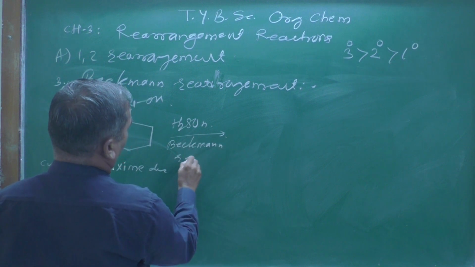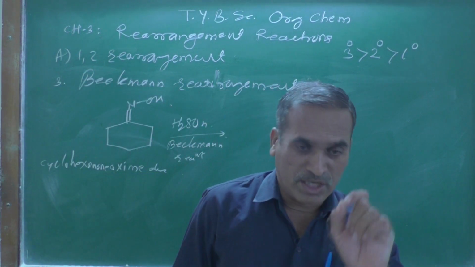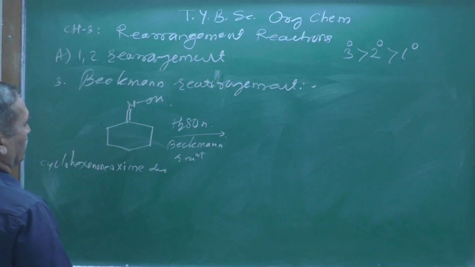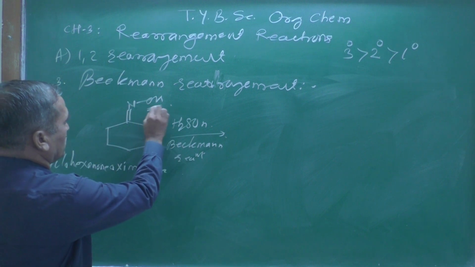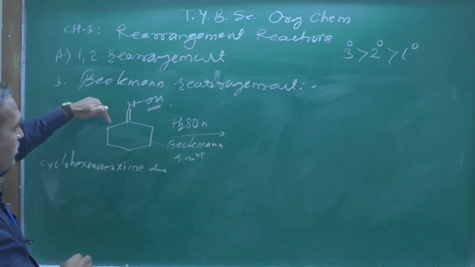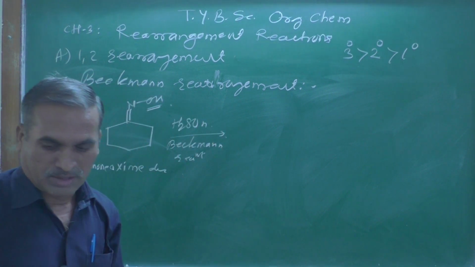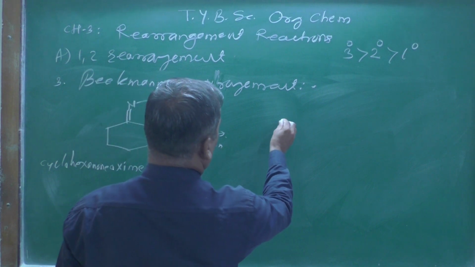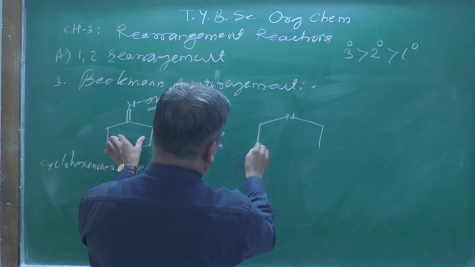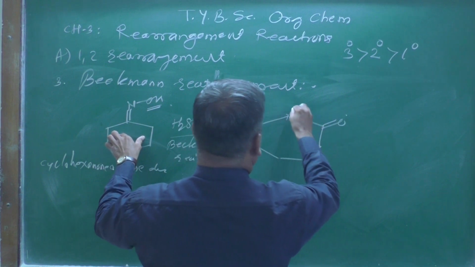Beckmann rearrangement reaction. The speciality of the Beckmann rearrangement, let me tell you, is the migratory aptitude. There are two possibilities. If you see this OH, this side is cis to OH, and this side is trans to OH. When the migration happens, you may get this type of compound, a caprolactam, which is a 6-member ring, whereas you will get the 7-member ring over here, with C double bond O and H.